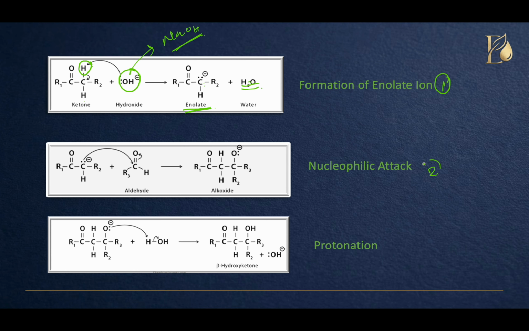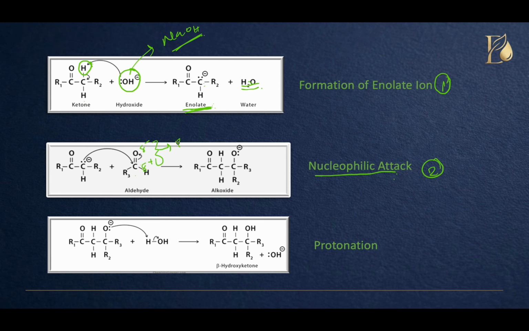What is the second step? Nucleophilic attack. The enolate which formed can act as a nucleophile because it is electron rich. And we know the carbonyl carbon is polar, because the carbonyl carbon has a partial positive charge and the oxygen a partial negative charge due to the electronegativity difference between carbon and oxygen atom, because the oxygen atom is highly electronegative.